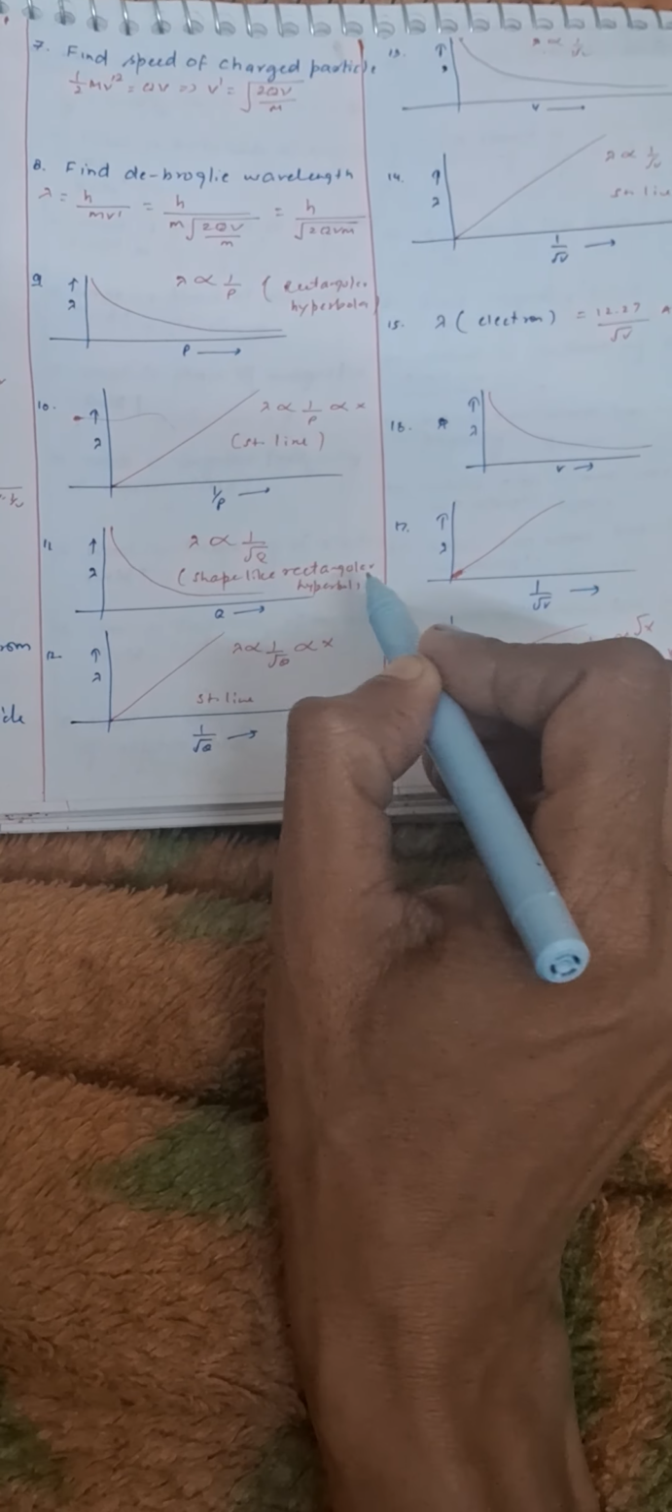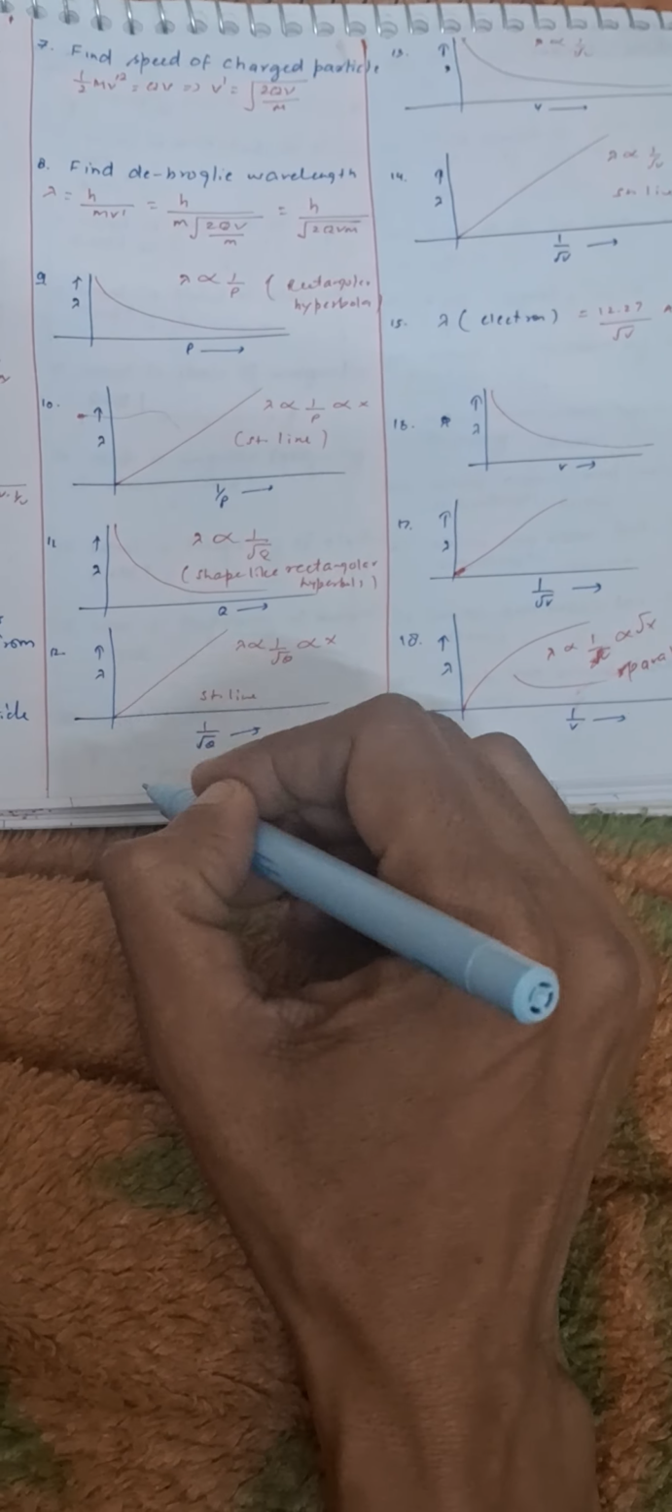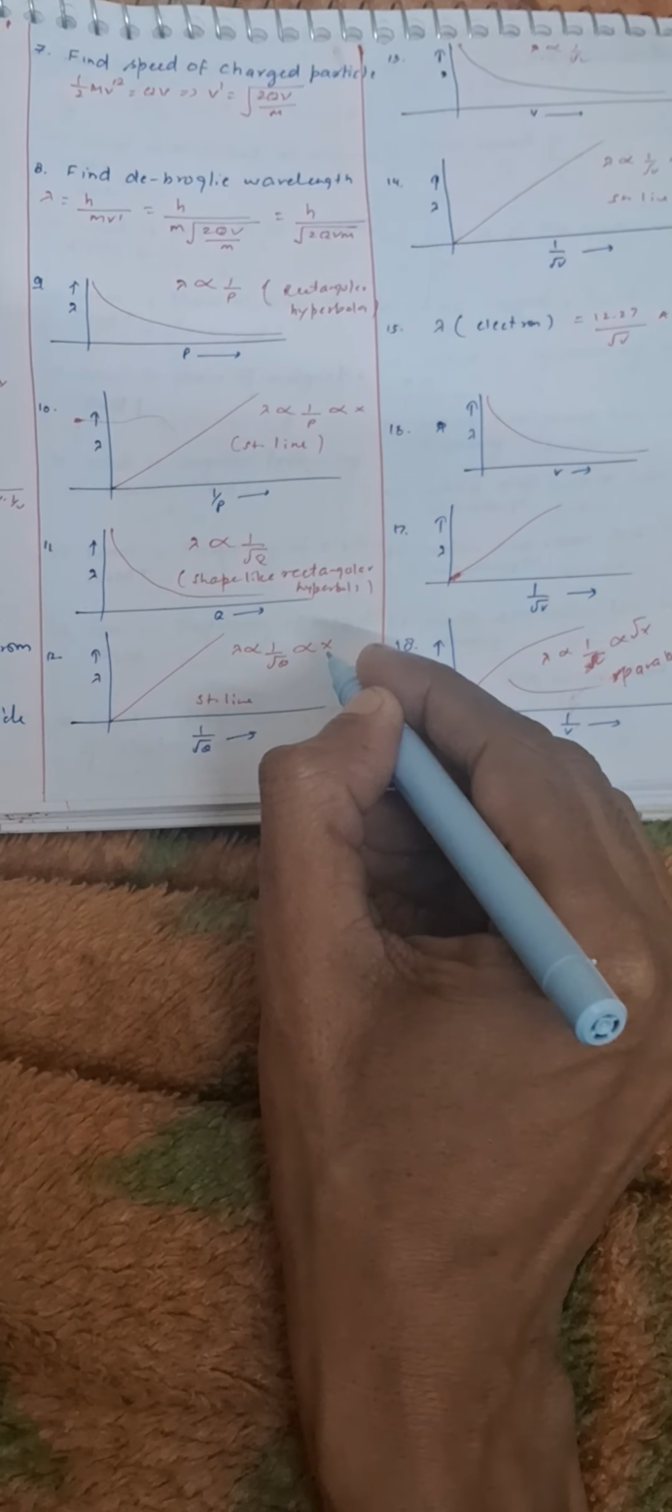Next question is the lambda versus q graph. So we can say that lambda is proportional to 1 by q. So the graph will have a shape like a rectangular hyperbola. Next is the lambda versus 1 by root q graph. So lambda will be proportional to 1 by root q, which is proportional to x. So the graph will be a straight line.